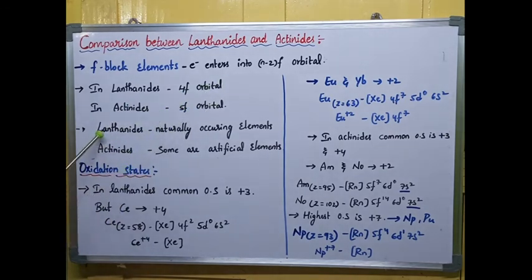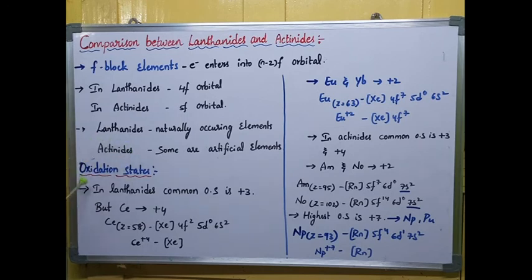Lanthanides are naturally occurring elements, but in actinides we can observe some elements are man-made or synthetic elements. We call them artificial elements. The best example I can give you is uranium, which is a synthetic element or man-made element. And now let us see the comparison between oxidation states of both lanthanides and actinides.